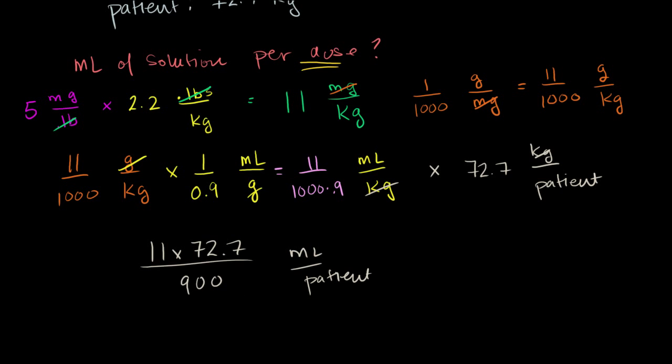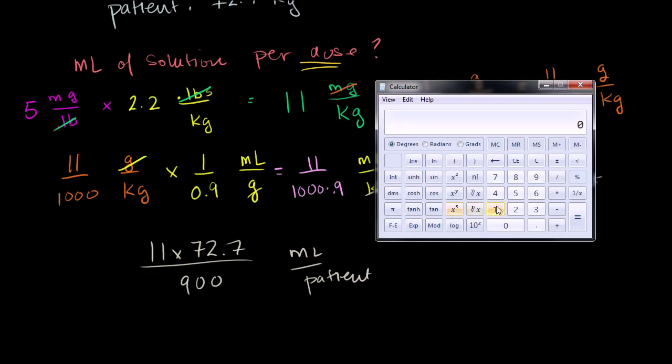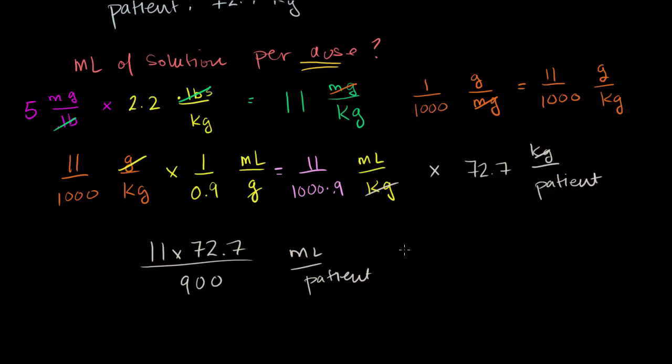So let's get our calculator out and do this. We have 11 times 72.7 is equal to 799 divided by 900 is equal to 0.88. Well, we could round up to 0.889. Hopefully the doctor won't mind. So that is equal to, I'll write in a nice vibrant color, 0.889 milliliters of solution per dose.